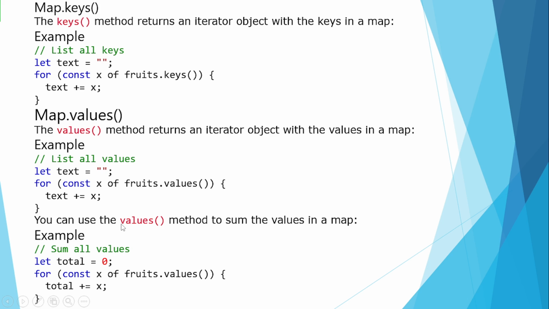You can use the values method to sum all the values in a map. If you want to sum all the values that are present in the map, you can just call the values method, and by creating another variable and by using plus equals, you can add all the values that are present in the map.